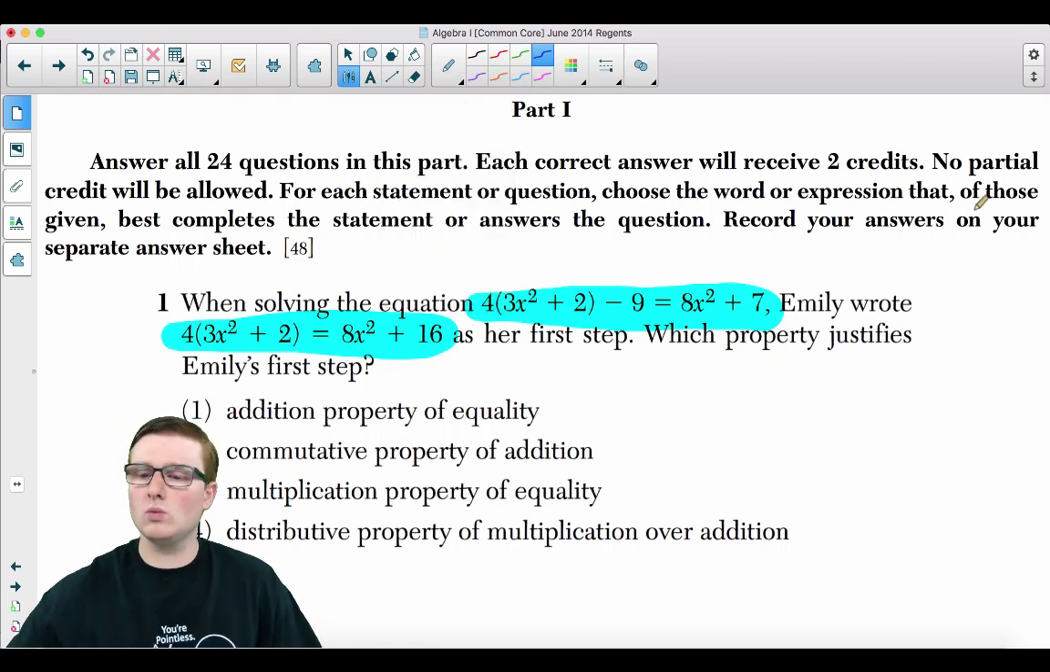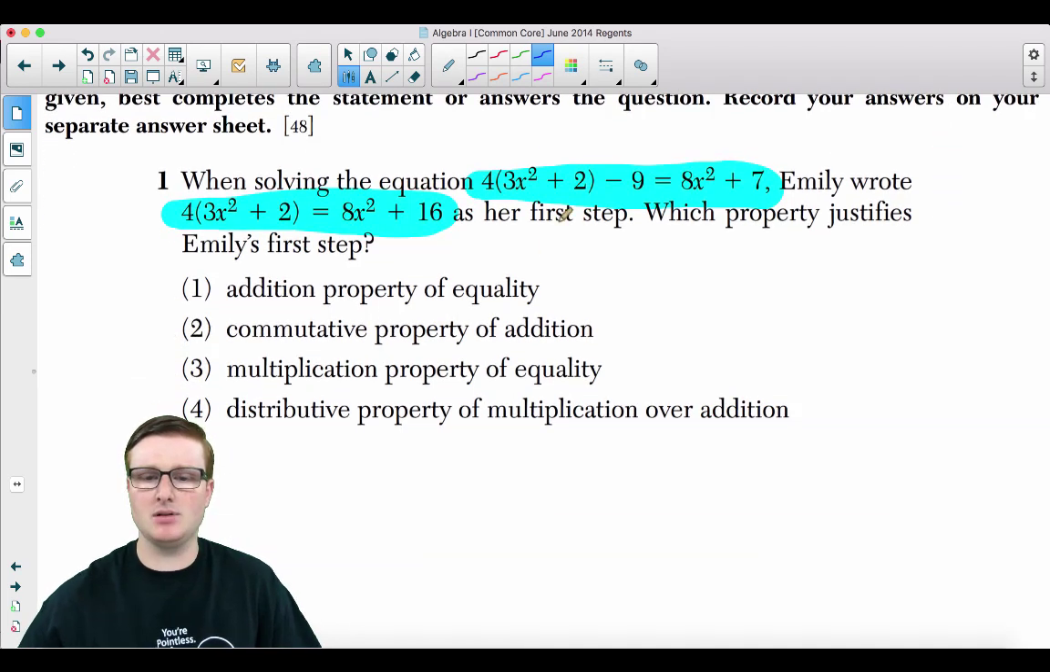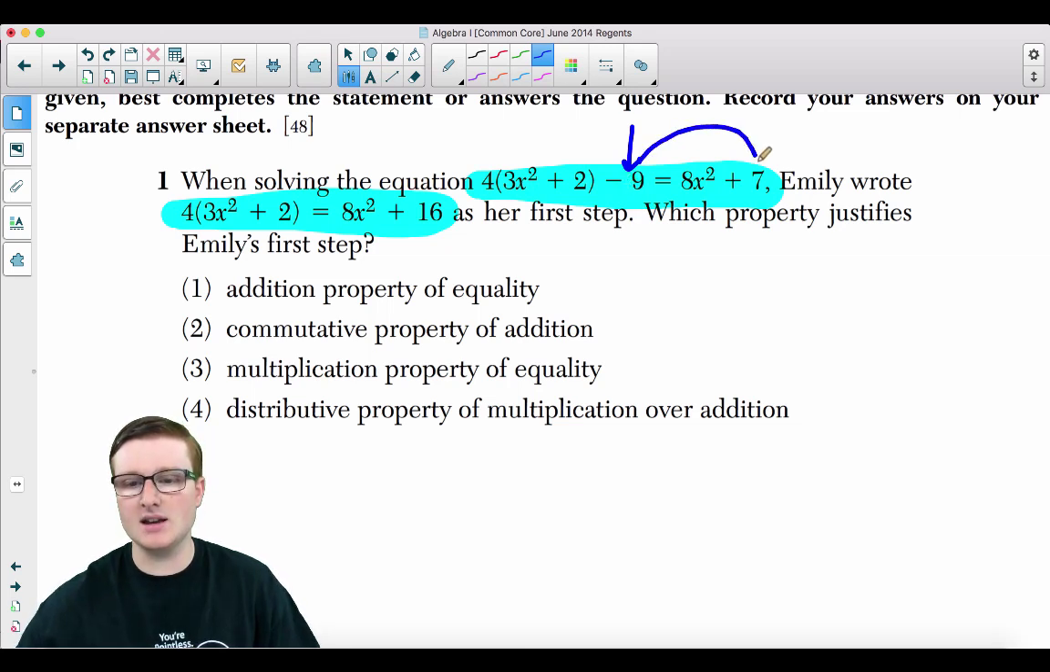Well, what's going on between the problem itself and the first step? What happened? Well, if you look closely, that negative 9 all of a sudden disappeared on the left-hand side. Well, what did she do to it? Well, she took the negative 9 and she moved it over to the right-hand side, because that negative 9 is added to the 7, and that's how Emily got the number 16. But what property are we doing to add the 9 on both sides?